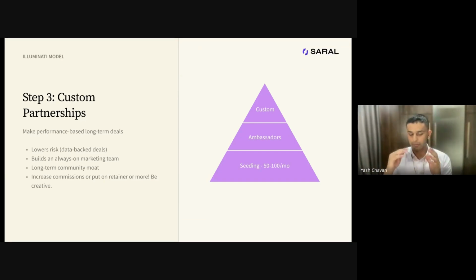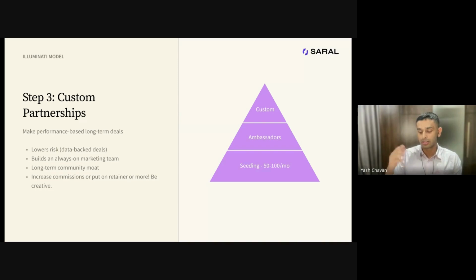Some brands take the ambassadors, let's say they have a 20% commission and a 20% discount for their fans. They would do a 50% commission on the highest tier, where it's almost like they're partnered with the brand because they get half the sale, right? So you can do that if you don't want to pay upfront, or if you don't have the budgets, you can test that.